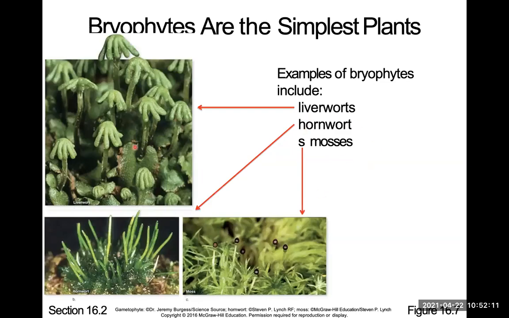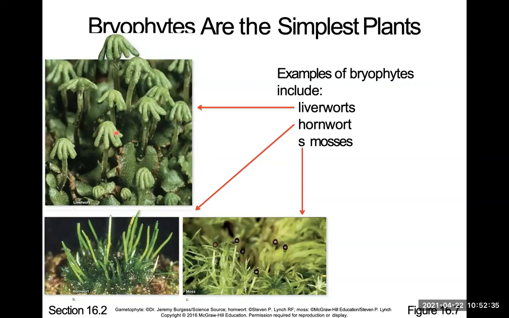These are the three that I want you guys to remember. This is a moss, sphagnum moss. This structure up here is the sporophyte. That's the sporophyte. This is where it makes spores. This is hornwort, looks like horns. And then this is liverwort, looks like palm trees.